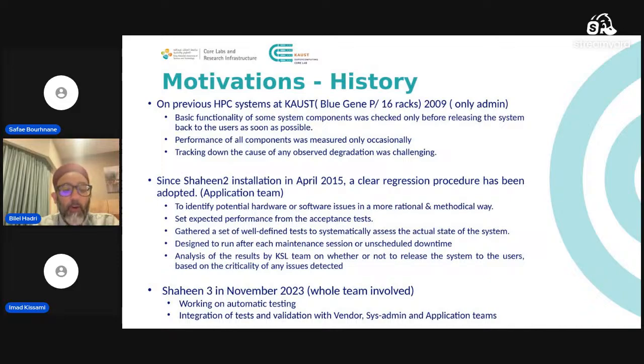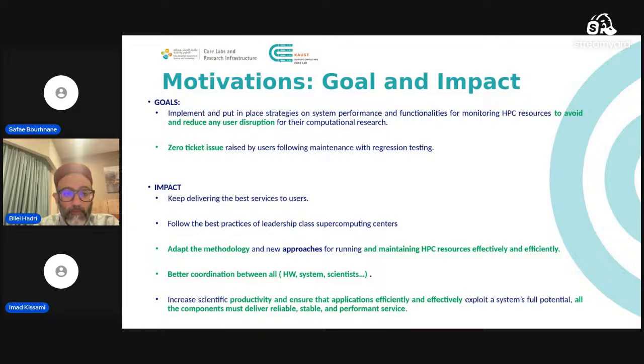But overall, to have better collaboration, we designed tests that are more automatic, and we also had the vendor, the sysadmin, and application teams all working hand in hand. So what is the goal? As I said, it is to implement and put in place a strategy on system performance and functionalities for regression and monitoring, and to avoid any disruption to the user. And the goal at the end is to have zero tickets. We don't want complaints from users, like, oh, it's not working, or there is an issue.